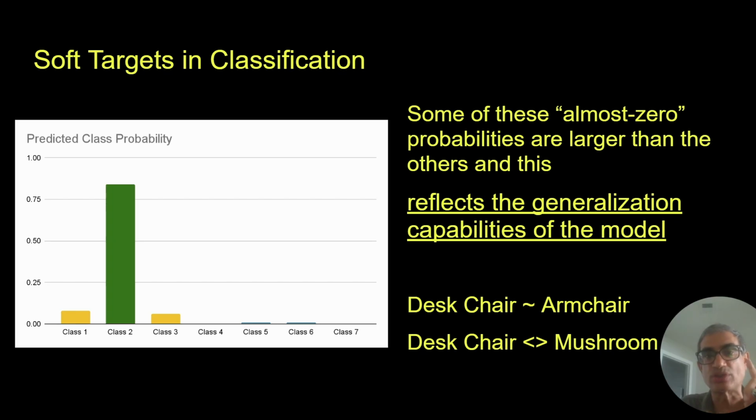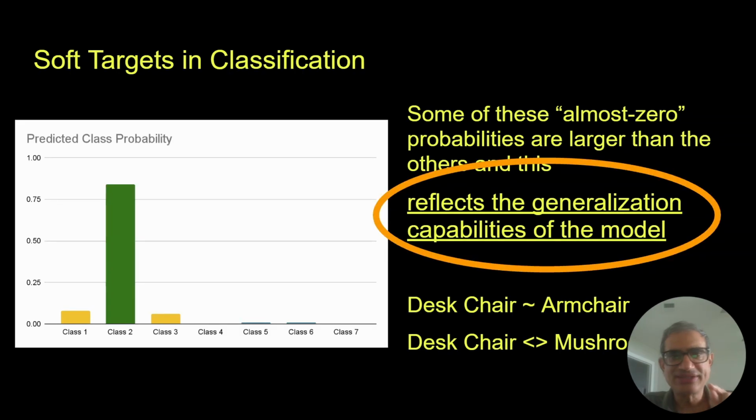So the student model has to learn not only the right answer, but also all these near misses or almost zero things that the teacher considered. And that's how it learns to generalize about the whole world. I really like this example that they gave. If a model is trying to predict something about a desk chair, it understands that armchair is a related concept, but no good model should get confused between a desk chair and a mushroom. So an armchair in this case is also a soft target.